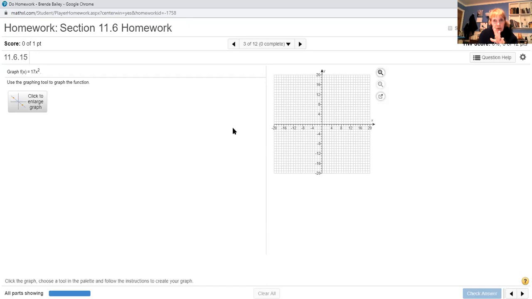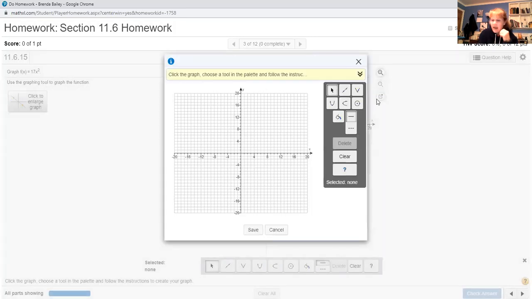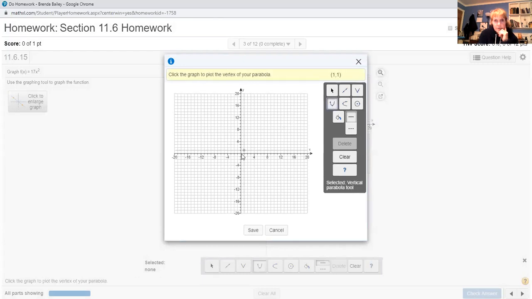Now there's a couple ways you can graph this. You can use this button here and use a pop out. Let's do that. And then the next one we'll use the other one. All right, so click the graph and choose a tool. So we're going to have a parabola. Up or down, you use this one right here. So you click that and you go to your vertex, which is 0, 0.